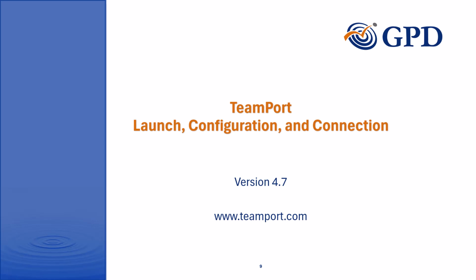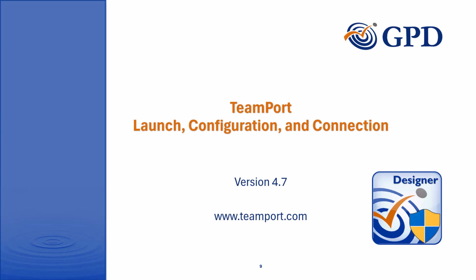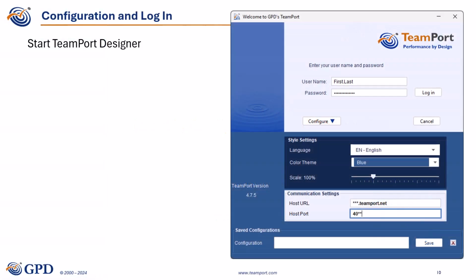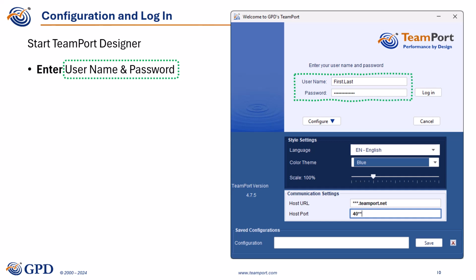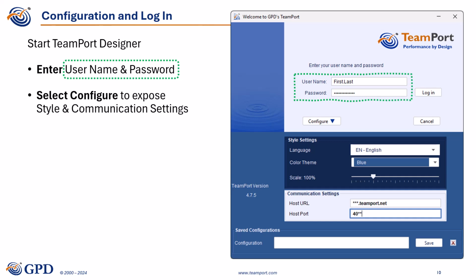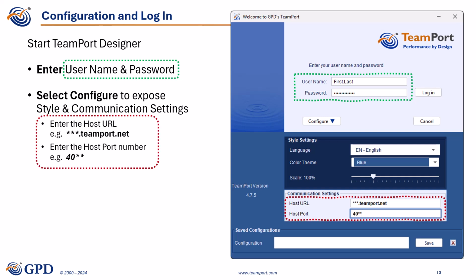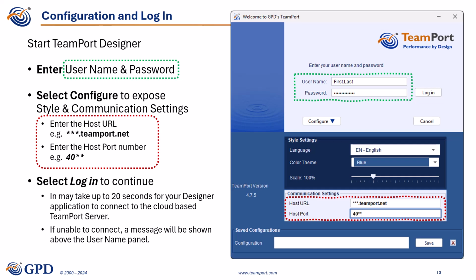First, please launch TeamPort Designer, then configure the settings so that we can connect to a TeamPort cloud-based server. A login dialog for TeamPort should appear. Please enter the username and password that you were provided, but please don't click Login just yet. Before doing so, please open the Configure panel so that the settings for your server can be entered. As part of your license, the host URL and port of a TeamPort server were provided and should be entered as the communication settings. Next, please click Login to continue.